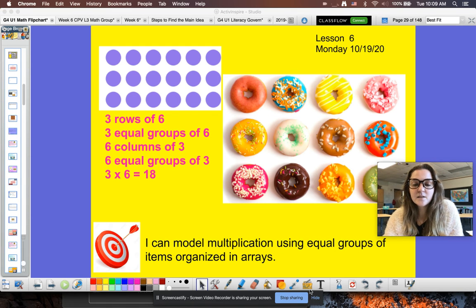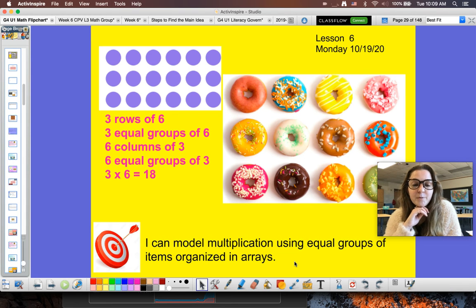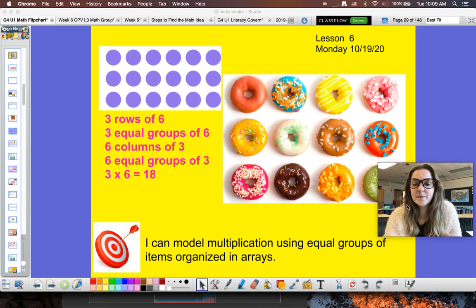Today's learning target is that I can model multiplication using equal groups of items organized in arrays. We're going to be learning some new vocab this week with our arrays, rows and columns. We briefly went over that earlier in the year, but we're going to be really focusing on rows and columns because that's the vocabulary that we're going to be referring to over this unit and when we work with arrays.